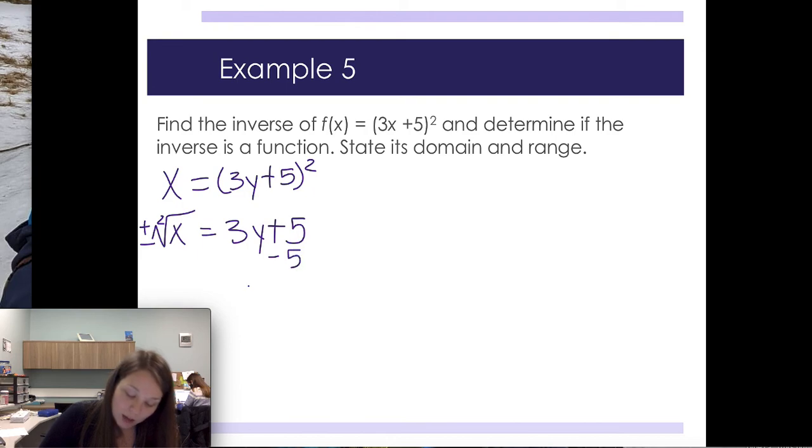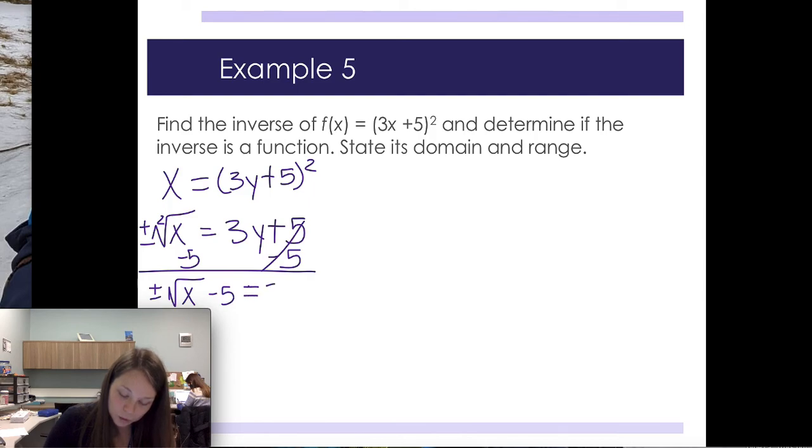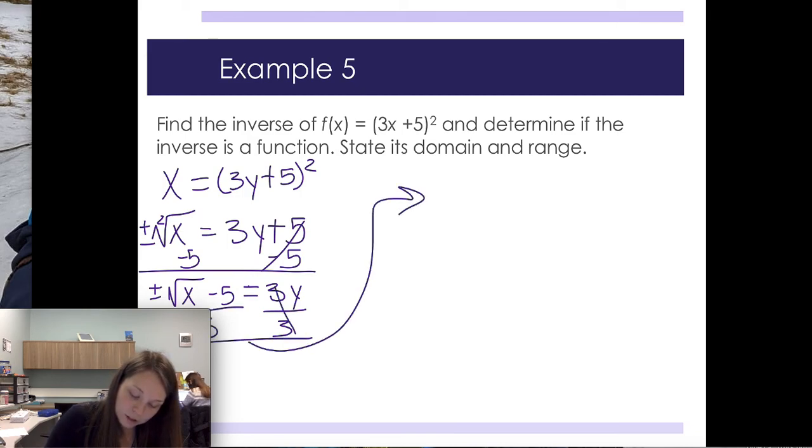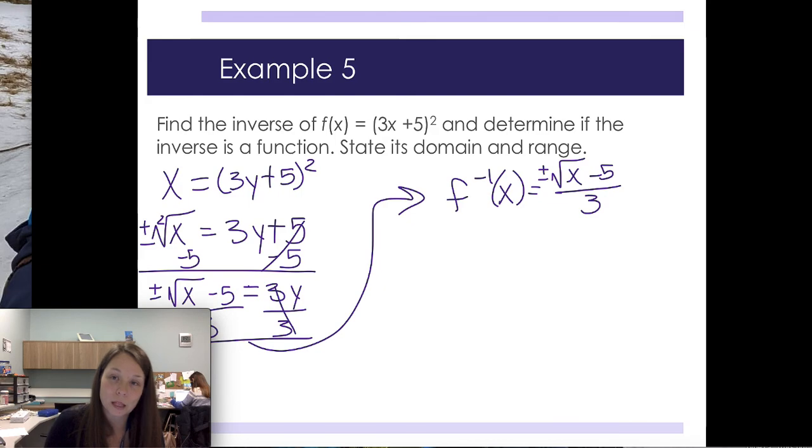Then I'm going to subtract 5 from both sides. That will leave me with plus or minus the square root of x minus 5 equals 3y. And divide by 3. And now I have my inverse function. It is plus or minus the square root of x minus 5, all divided by 3.